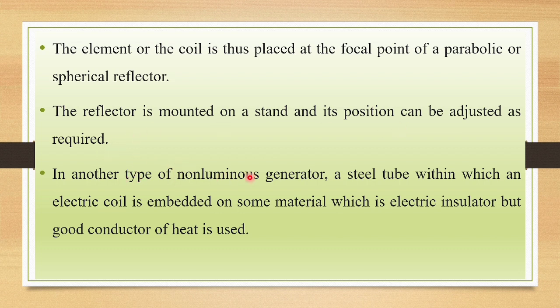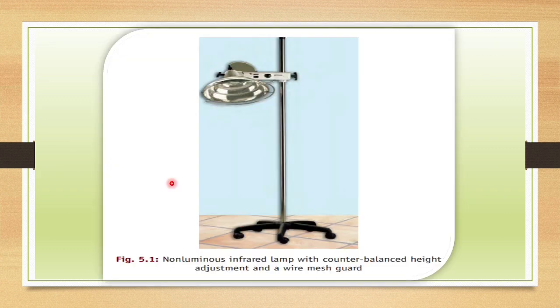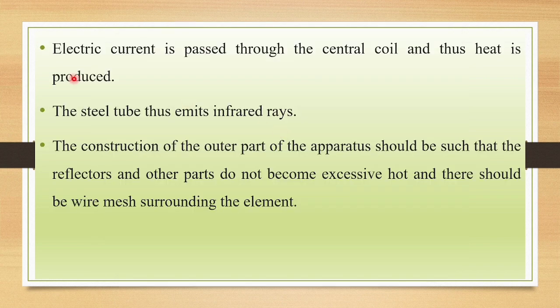In another type of non-luminous generator, a steel tube within which an electric coil is embedded on some material which is an electric insulator but a good conductor of heat is used. So this is the non-luminous generator with the stand. An electric current is passed through the central coil and thus heat is produced. The steel tube thus emits the infrared rays only.